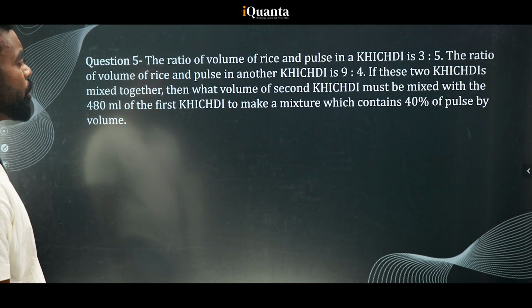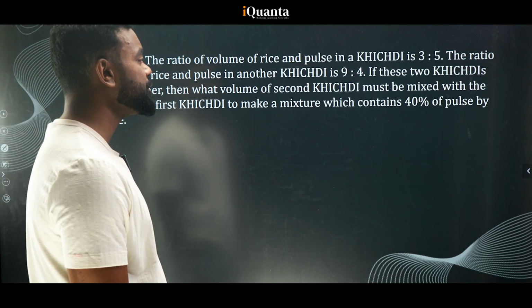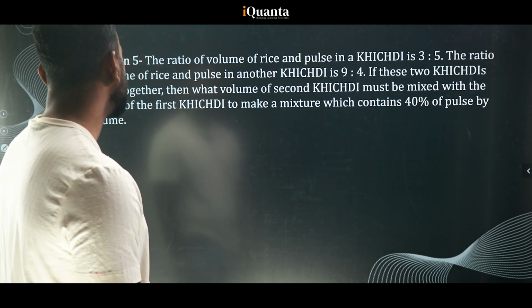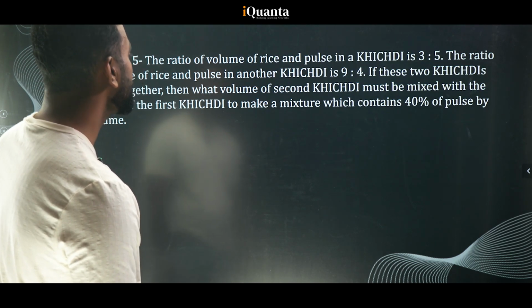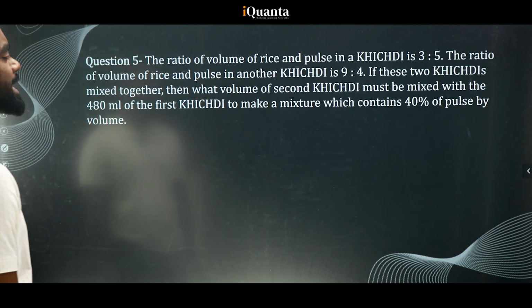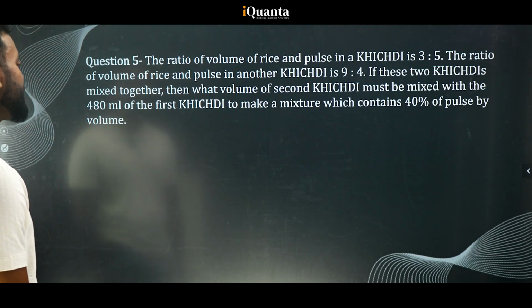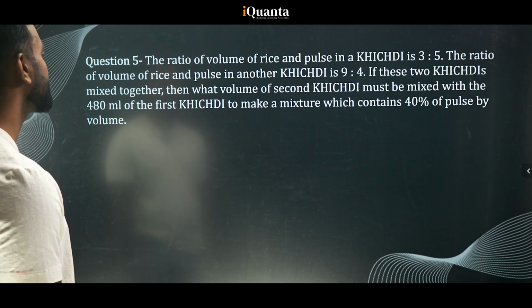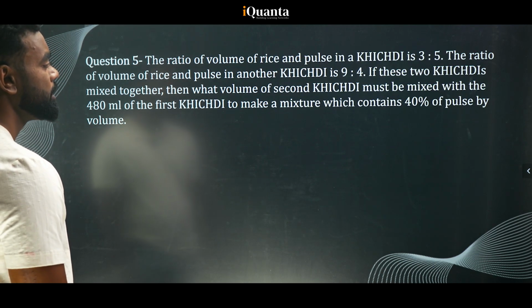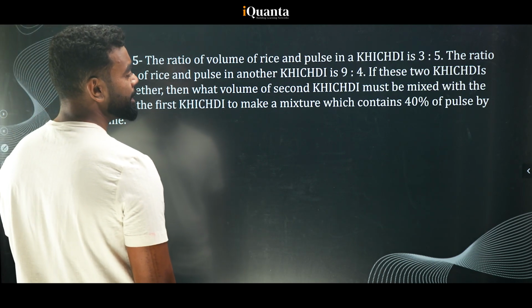The ratio of volume of rice and pulse in a khichdi is 3:5. The ratio of volume of rice and pulse in another khichdi is 9:4. If these two khichdis are mixed together, then what volume of the second khichdi must be mixed with 480 ml of the first khichdi to make a mixture that contains 40% of pulse by volume? Okay, so they are giving you the average, right?